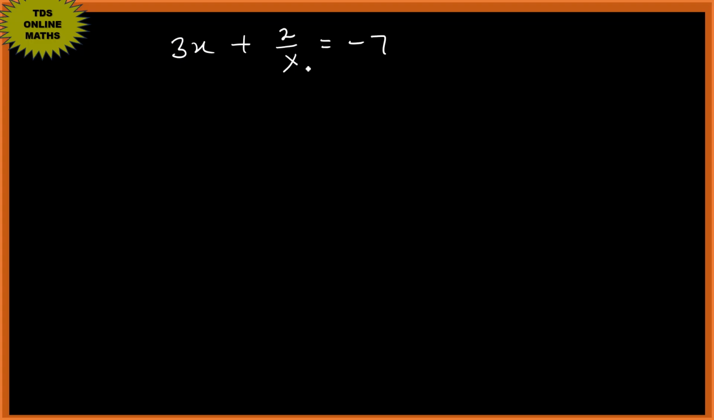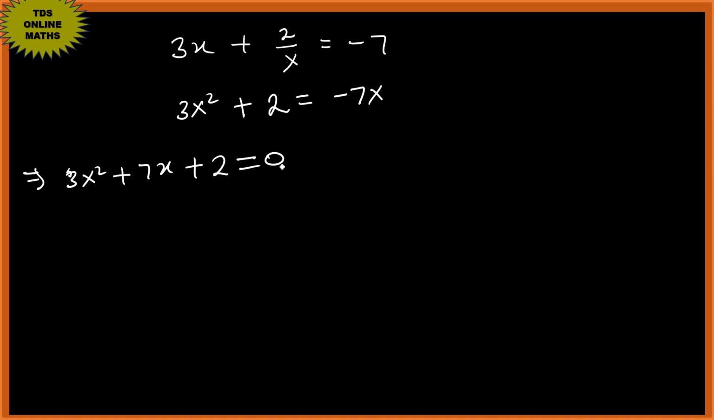Now let's get rid of this x here by multiplying through by x. So I'll multiply this side by x, this side by x, and this side by x. So I'll get 3x squared. This side times x will get rid of the x, left with 2. So we have minus x. Let's arrange it. This is a quadratic equation: 3x squared plus 7x plus 2 equals 0.